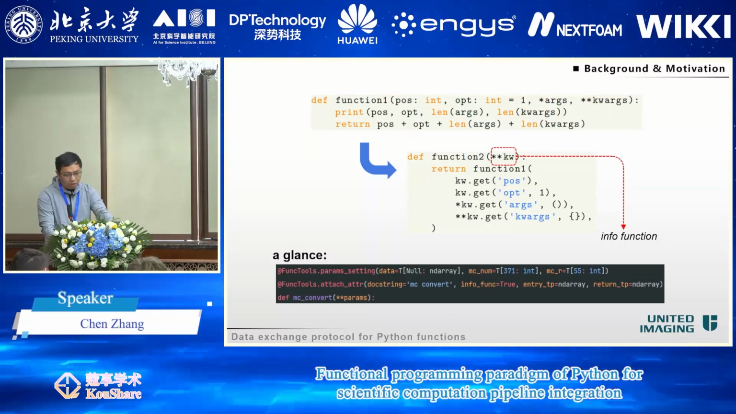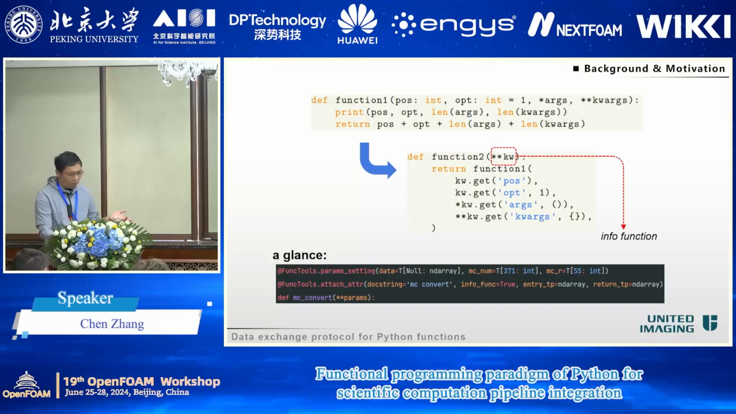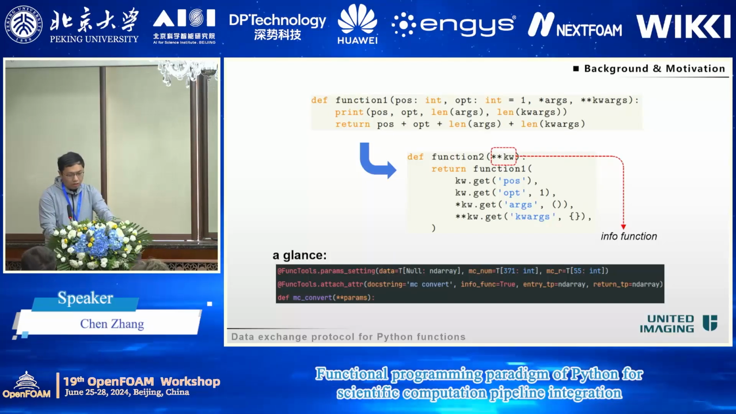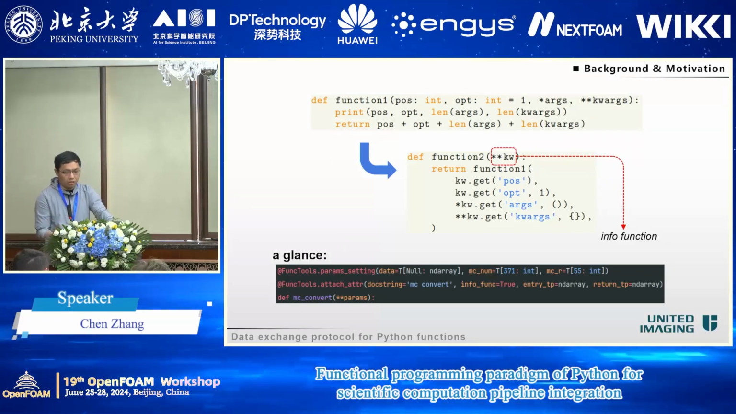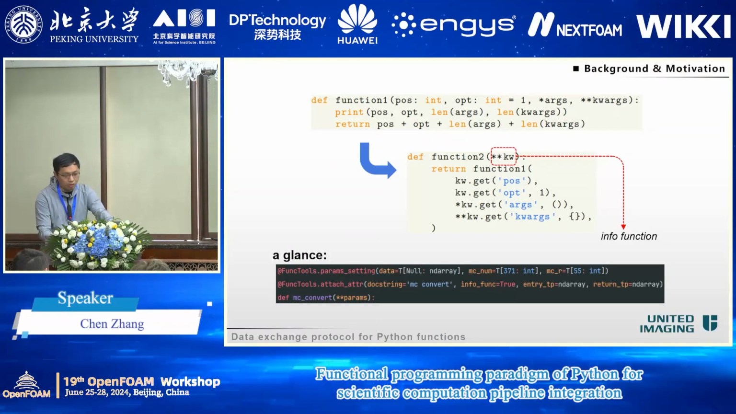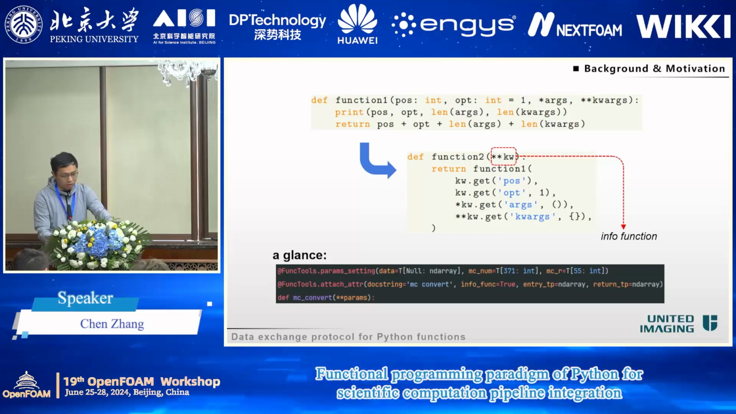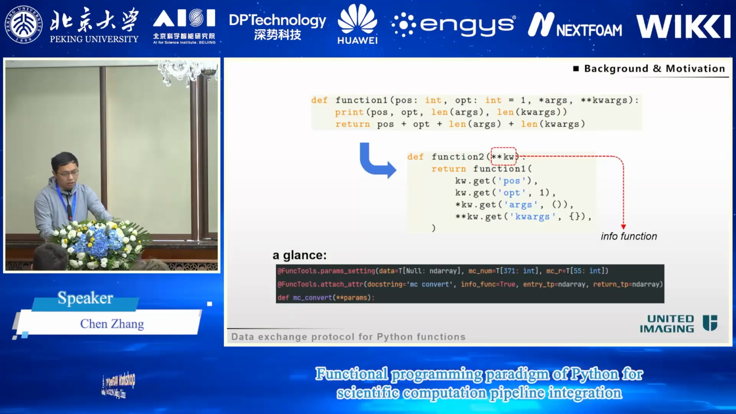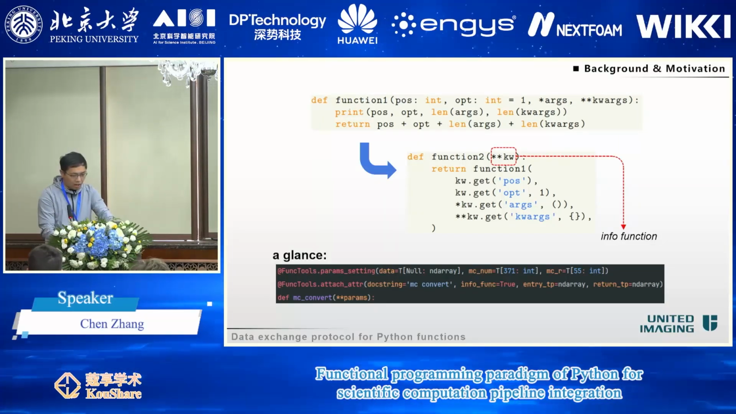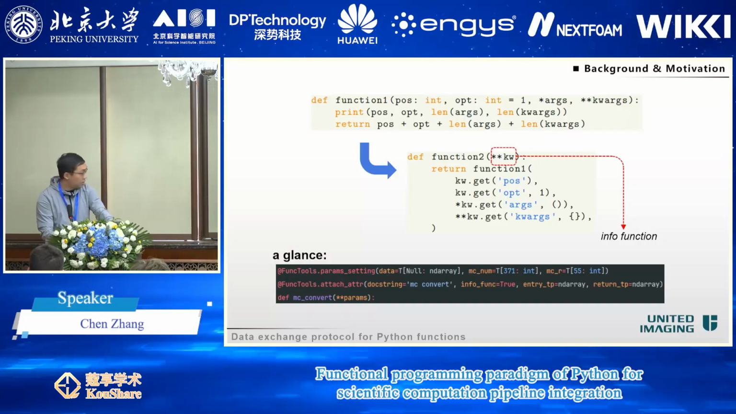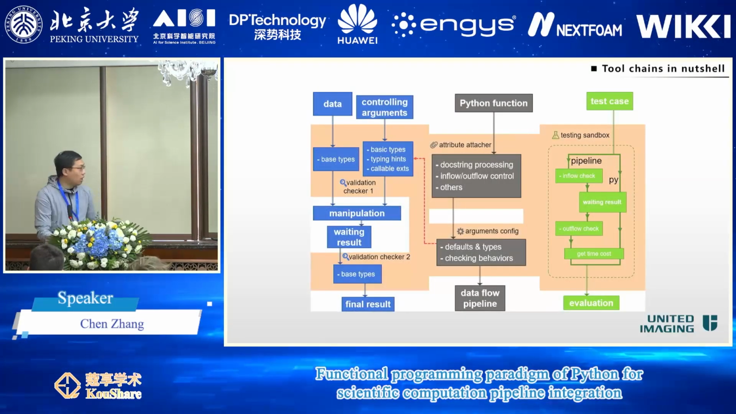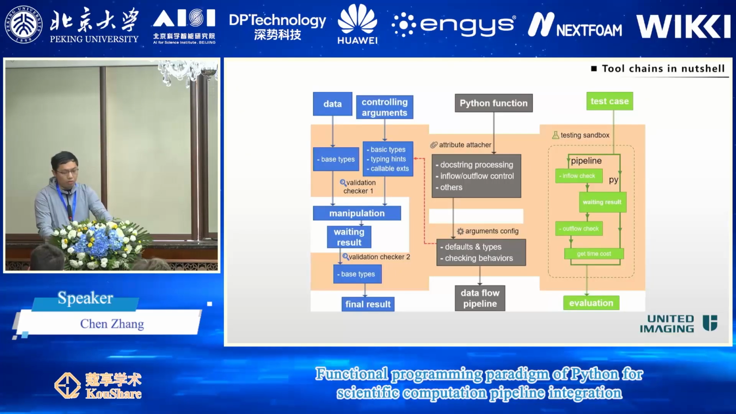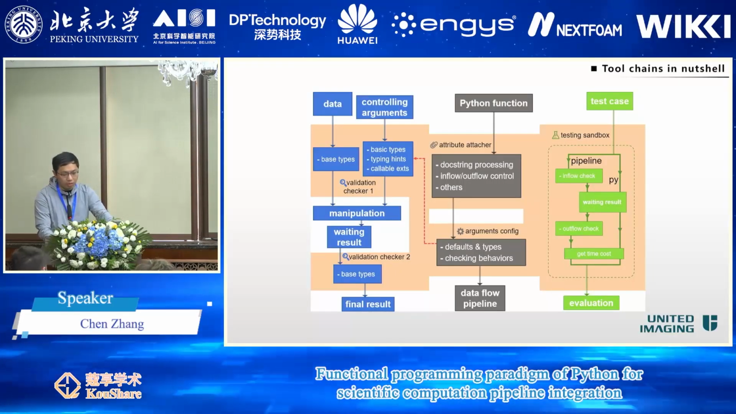In our framework, with the wrapping as the info function, you can apply runtime checks on the data input and data output, and we can also flexibly set default values and desired types. So this is a simple introduction to our framework for developers.